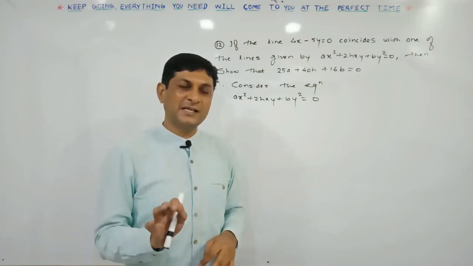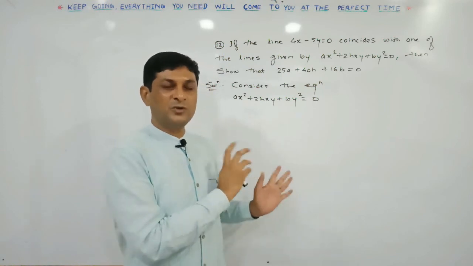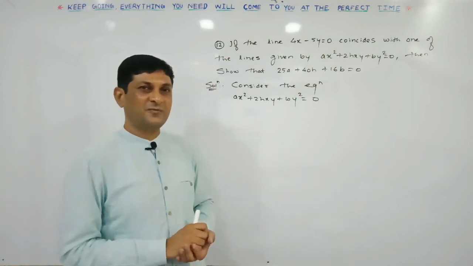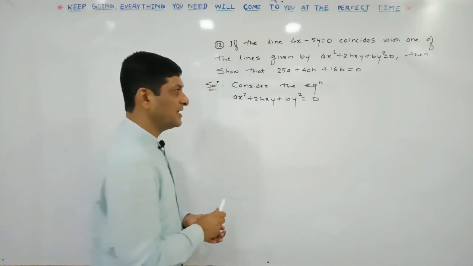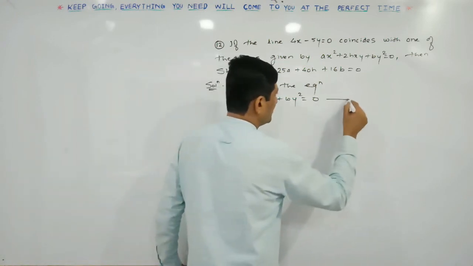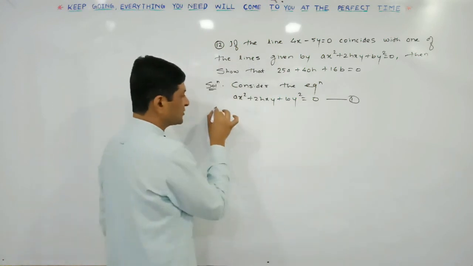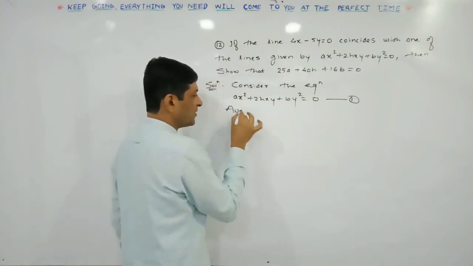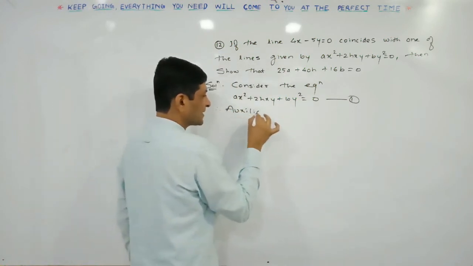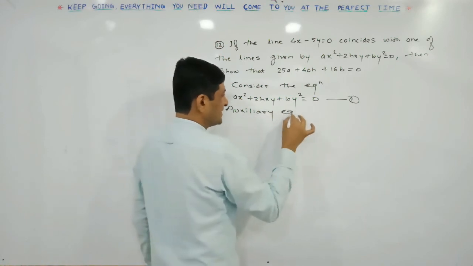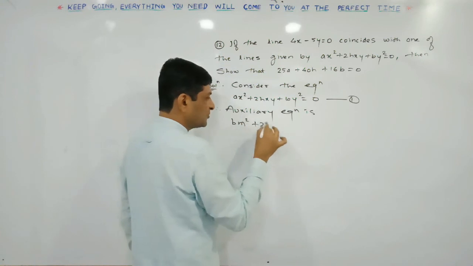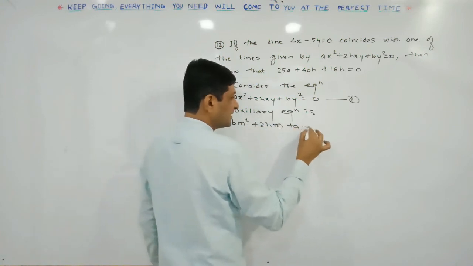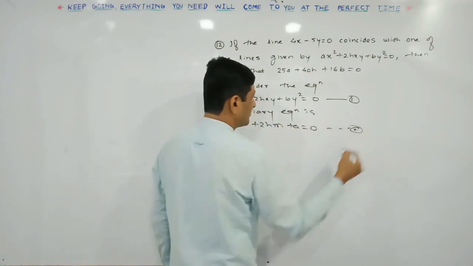In all these examples, we are converting the given homogeneous equation into what? Auxiliary form, and using auxiliary form easily we are able to solve the example. So let us consider the given homogeneous equation. We are writing its auxiliary form. So therefore auxiliary equation is, what is its auxiliary equation? bm square plus 2hm plus a is equal to 0, denoted by equation number 2.